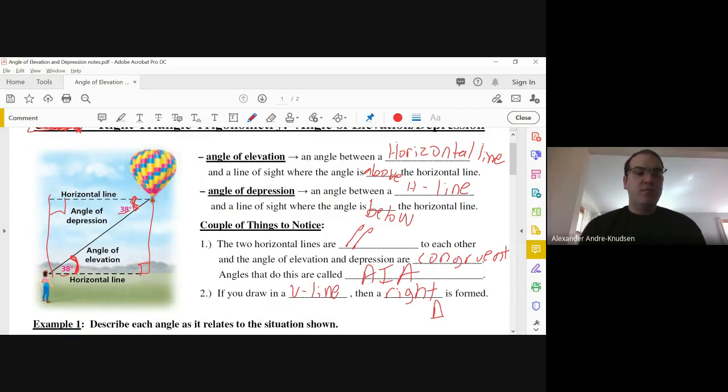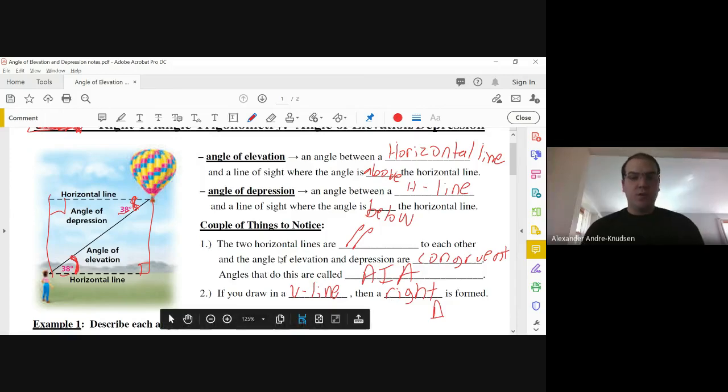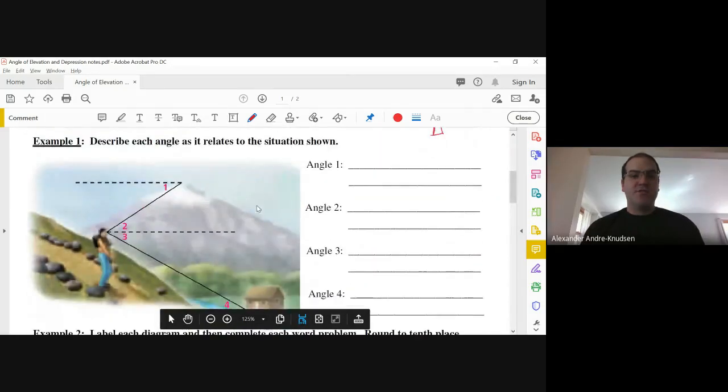Students often mess up the angle of depression and call it right here. But not only is that in the same triangle as the angle of elevation, so you know it should not be the angle of depression, but it's also not going to be congruent unless it's a 45, 45, 90. So let's look at another picture and practice describing them.